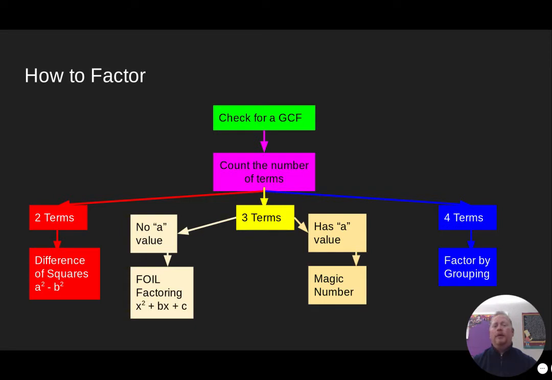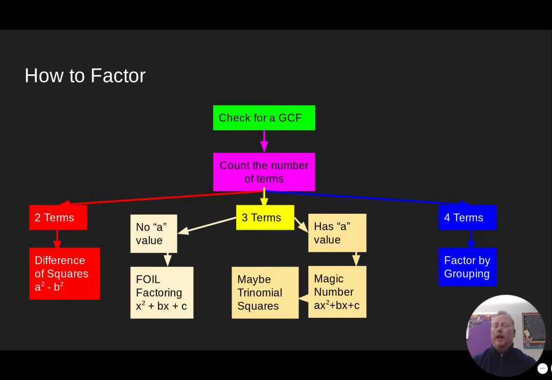If that's the case, then we're going to be looking at magic number. So again, it looks very similar to FOIL factoring, except there's a number in front of the x squared. Okay, and we've recently gone through how to do the magic number, but that's how you know when to use the magic number, if there's a number in front of the x squared. Now, it could also be that that number that's in front of the x squared is a perfect square, and so maybe you might want to try trinomial squares.